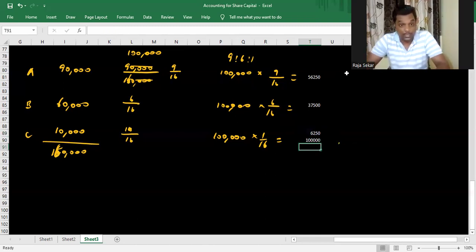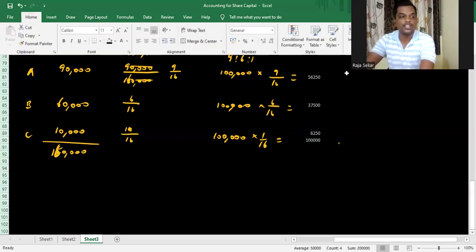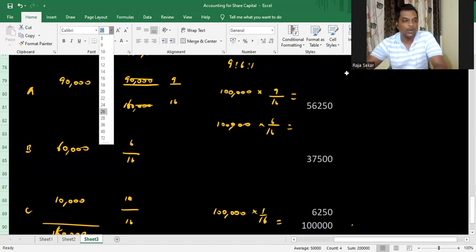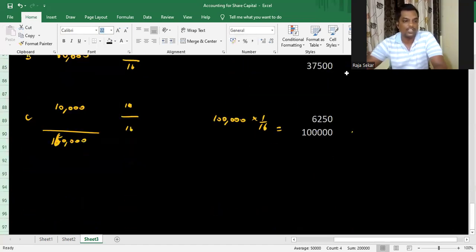So A applied for 90,000 shares and he's got 56,250 shares. B applied for 60,000 shares and he's got 37,500 shares. And C applied for 10,000 shares and he's got 6,250 shares. Understood or not, my dear children? Now you can see nobody is actually getting completely rejected. Everyone has got some amount of shares allotted to them. Am I right or not, my dear children?